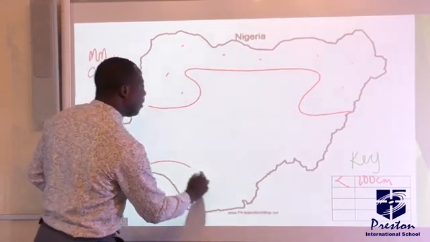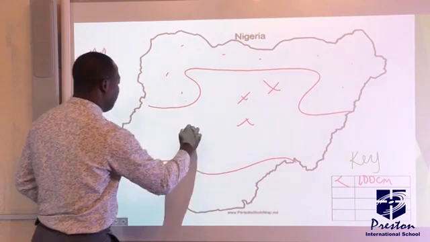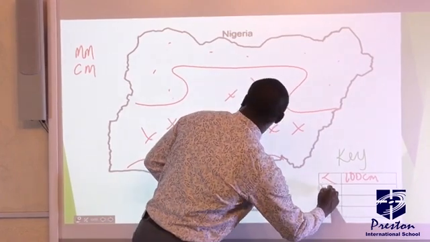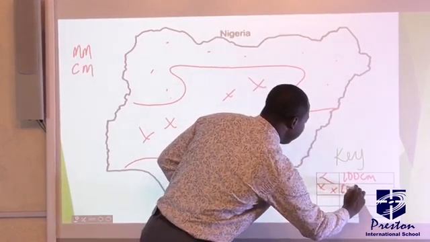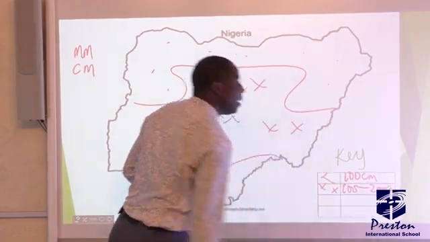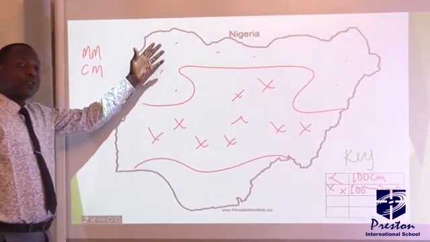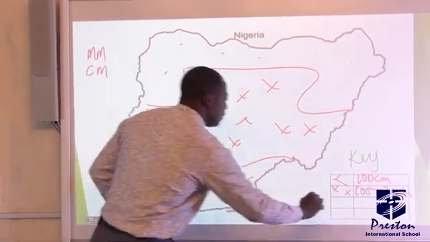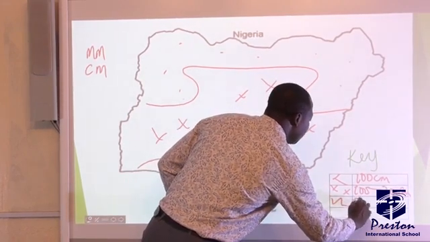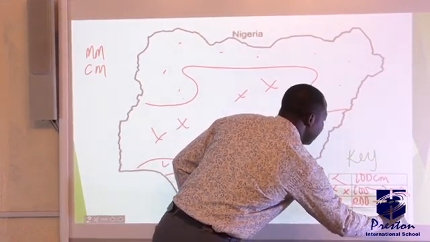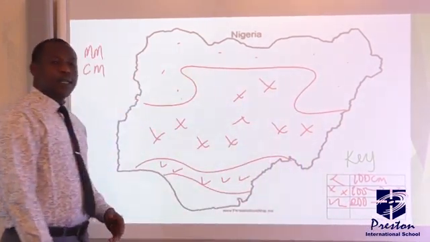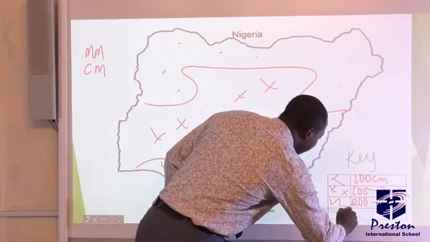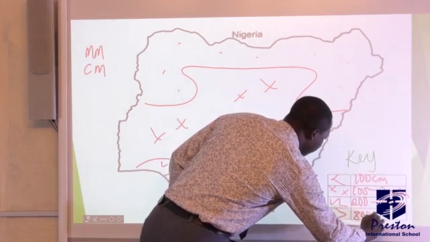And then all this part of the country, the north central, some parts of the eastern part of Nigeria, experiences between 100 to 200 centimeters of rainfall. You can see that it's less than the extreme northern part of Nigeria. And then this part of the country, where we have this as our key, experiences between 200 and 300 centimeters of rainfall. Then finally, this part, which I will leave blank without any key, has greater than 300 centimeters of rainfall.